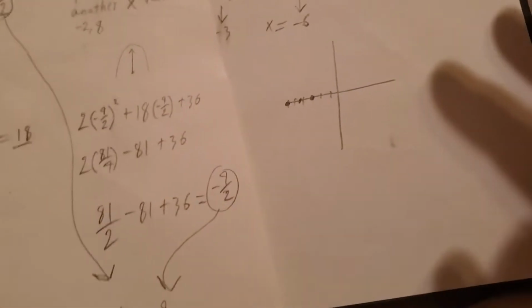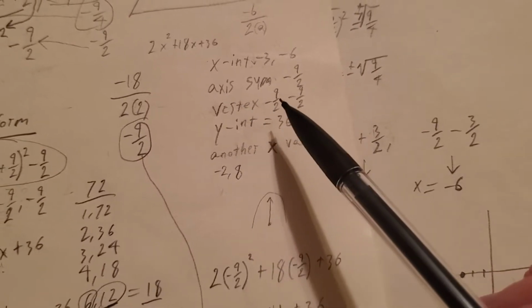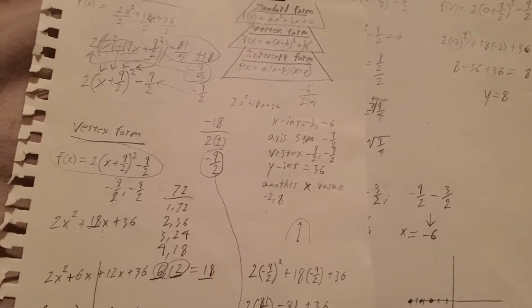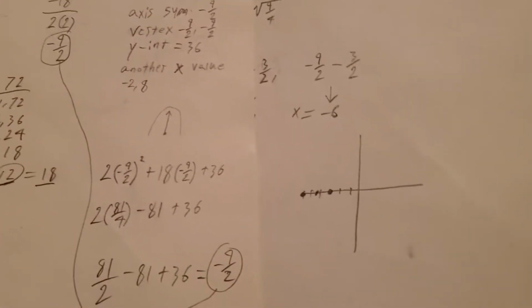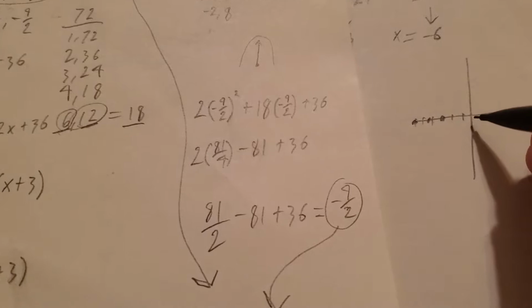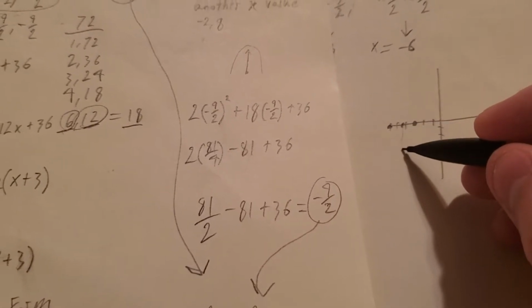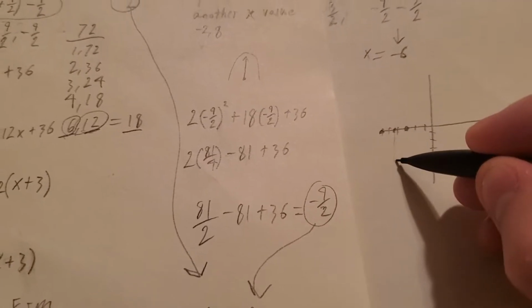With that said, let's go ahead and plot the vertex. The vertex is going to be at negative 9 over 2 again, so it's negative 4.5. The vertex is going to be right here.